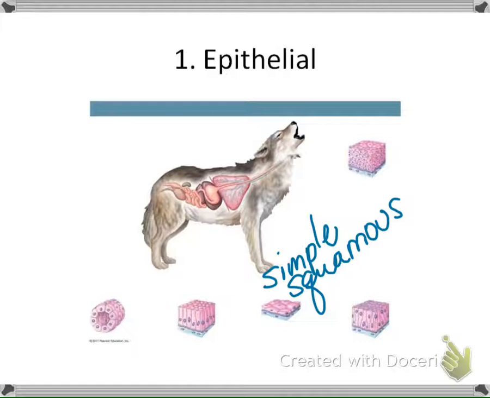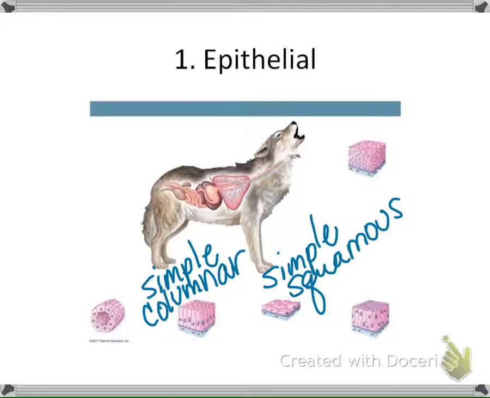Then next to it you have simple columnar. And these figures are in your book. Simple columnar epithelium is large brick-shaped cells. They're found where absorption is important. They line your intestines, secreting digestive enzymes and absorbing nutrients.